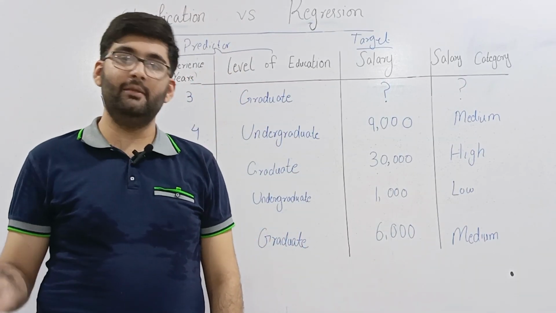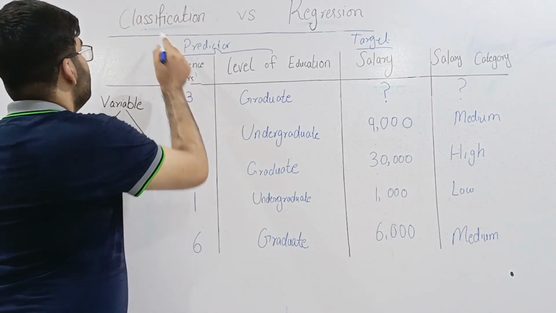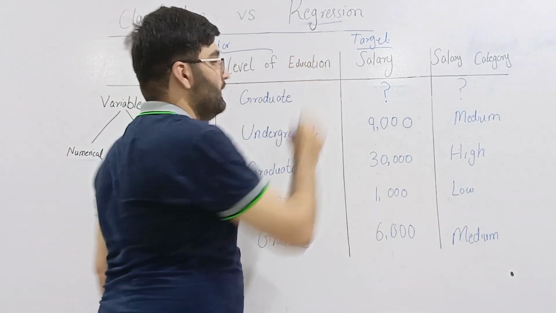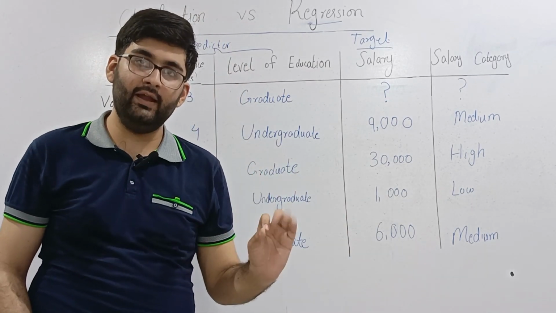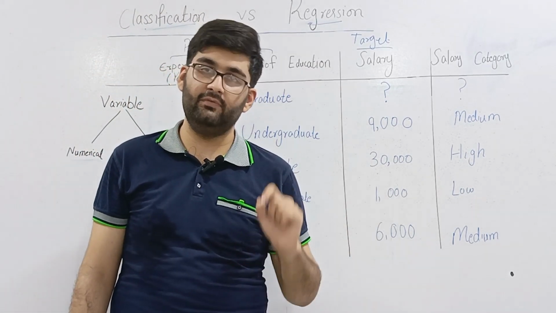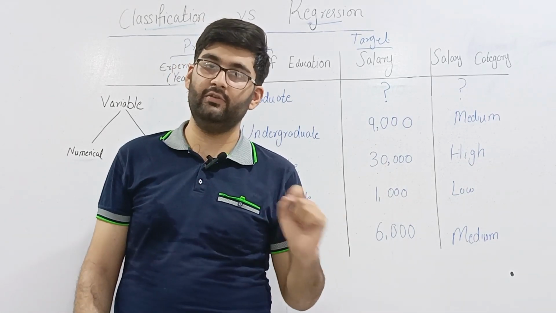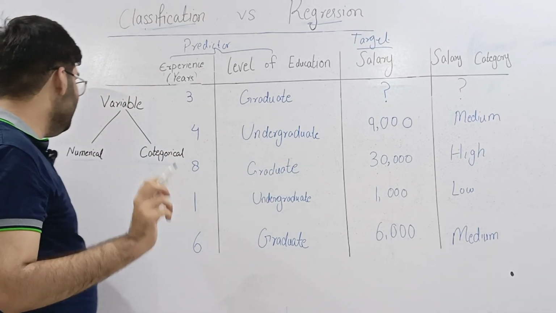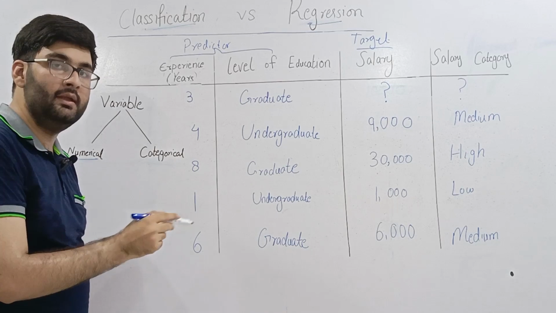Supervised learning can be classified into two types. The first one is classification and the second one is regression. It is important for a machine learning student to understand the difference between classification and regression. But for that, you will need to understand the two types of variables. A variable can be either numerical or it can be categorical.